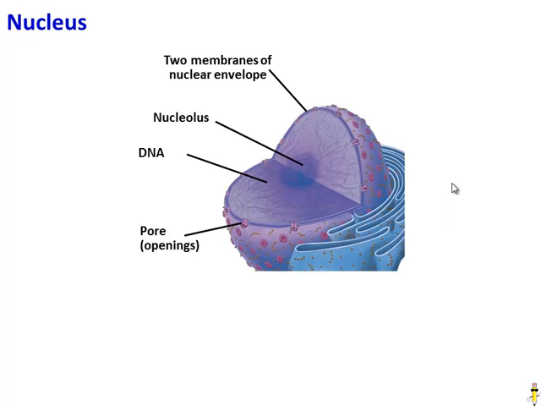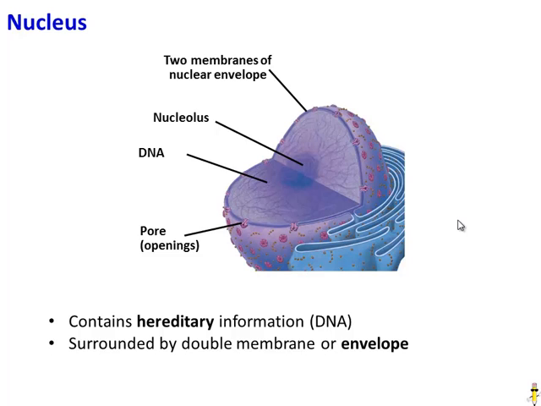Floating around in the cytoplasm, usually in the middle, is the nucleus. And the nucleus is super important because that's where the DNA is found. And the DNA stays in the nucleus at all times. The nucleus is surrounded by not one but two membranes, forming what's called a nuclear envelope. And there are little holes or pores in the nuclear envelope, so certain materials can get in and out.